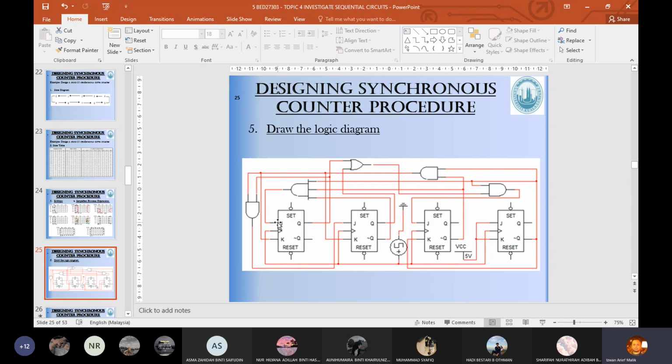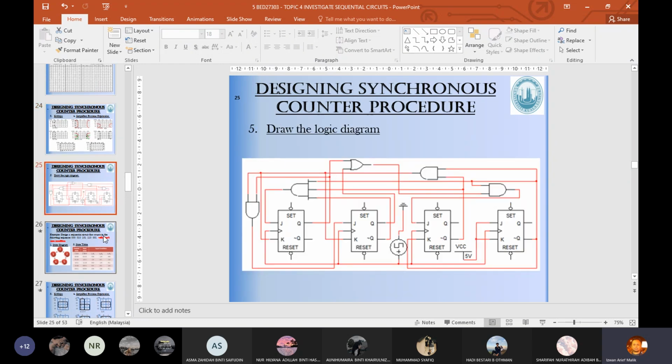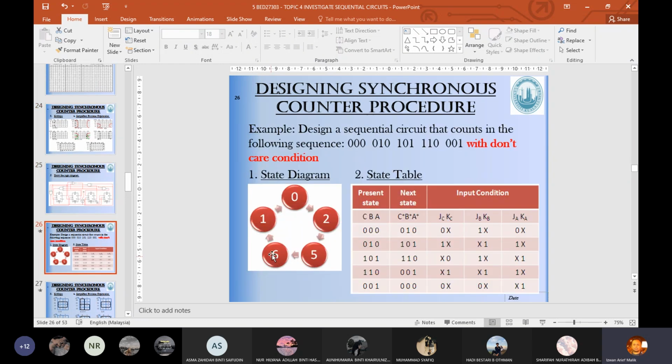For KA. KA ni datang daripada A bar. And then KD comes from A bar only. And then JC comes from A bar dengan D. Bukan A bar, B bar, D. Bukan A bar, B bar, D bar. Saya dah delete tadi tu. Okay, so you boleh tukarlah tu nanti. Drawing ni senang je berdasarkan kepada you punya output yang you dapat dekat sini. Boolean expression.